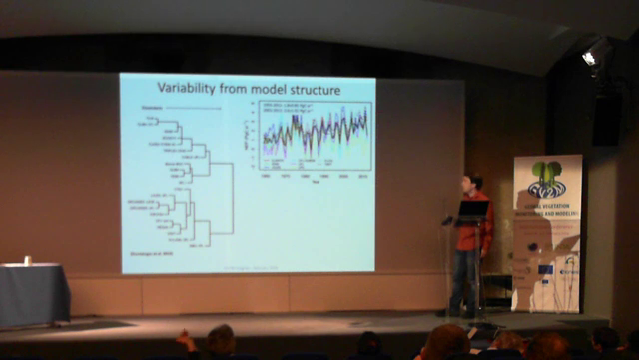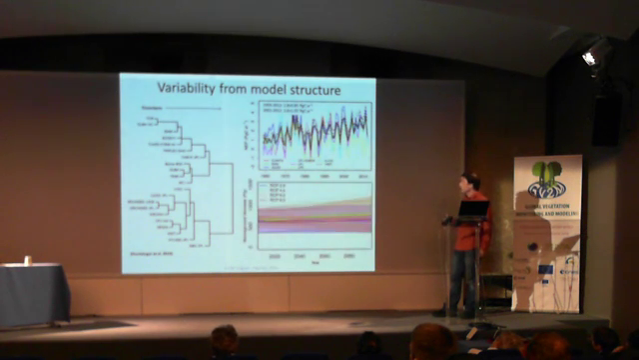Now we're looking at the global land sink from TRENDY 2 simulations by understanding the structural uncertainties or the structural differences within the models. And so as you can see, the ensemble mean and standard deviation is about half the ensemble mean.